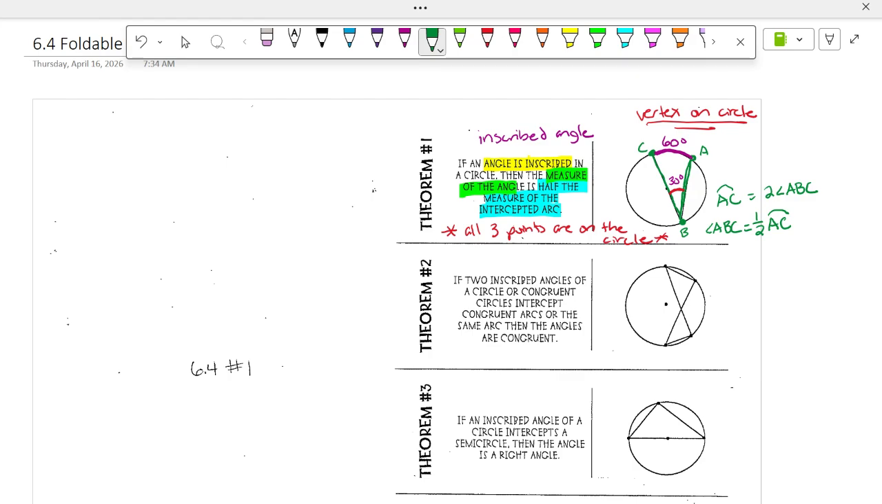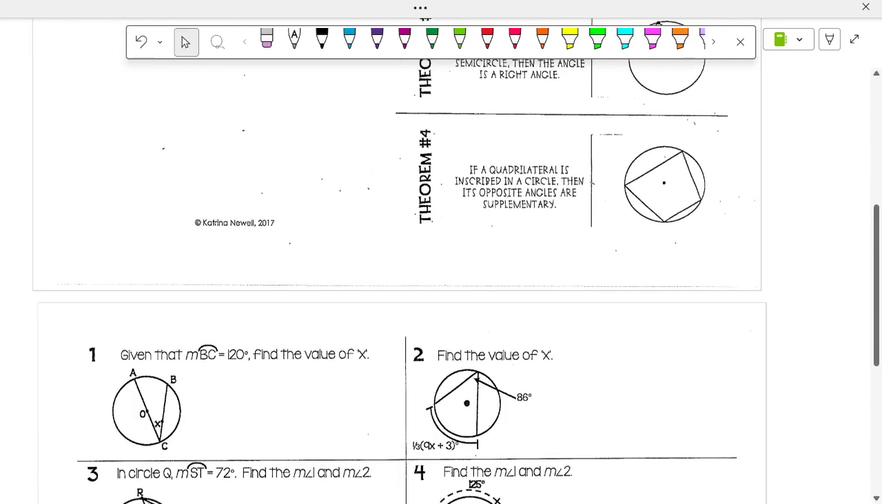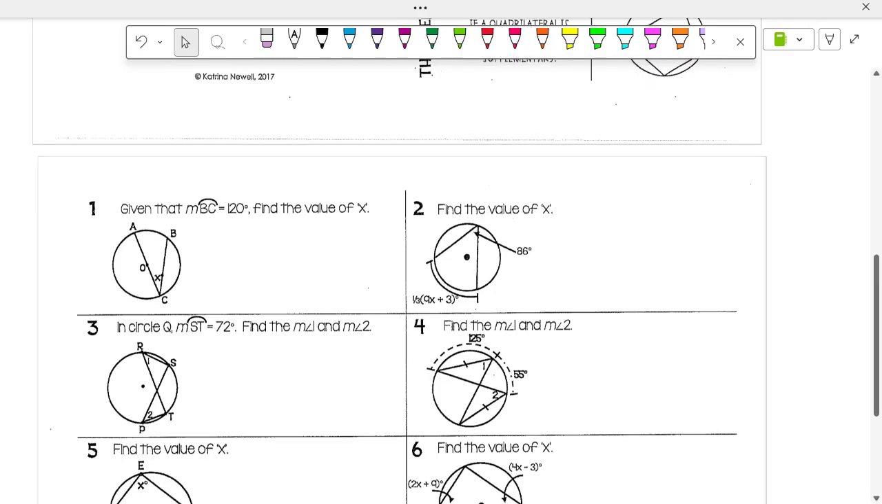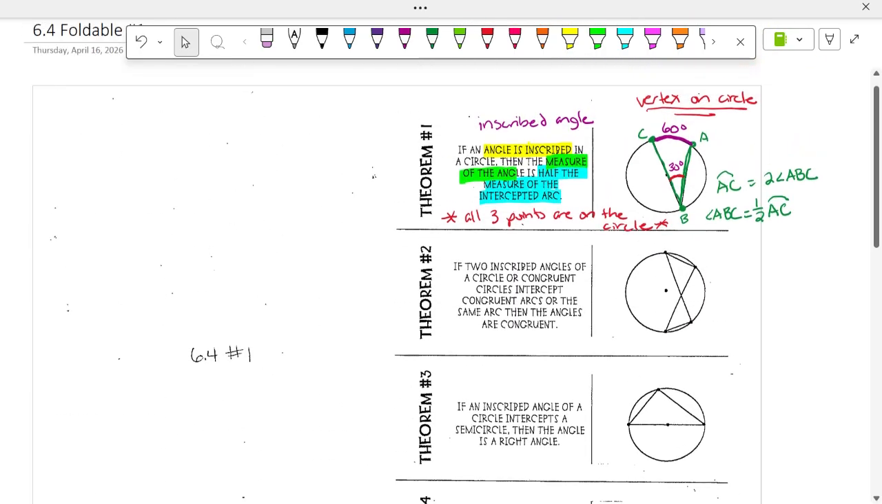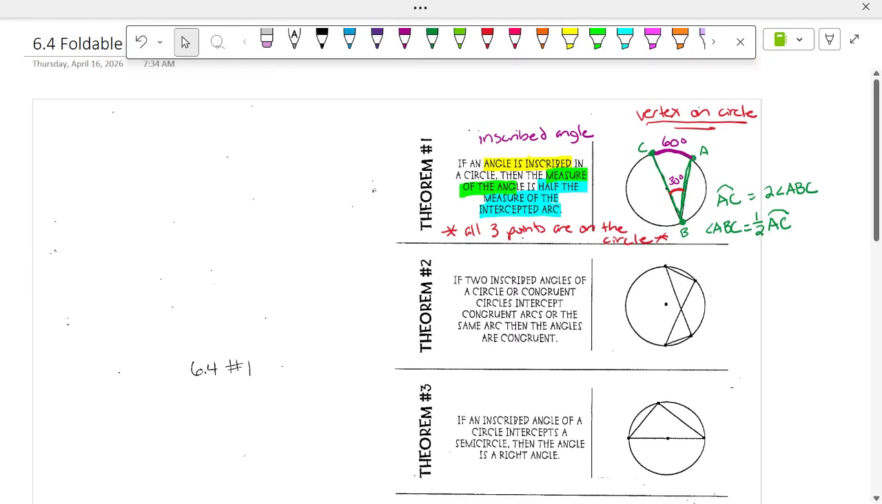So look on the inside of your foldable. Let's look at those first 2 problems. If you guys need it, don't forget there's always the OneNote as well. It updates as I write it. No, you're good. I'm just saying that if you want to have that up, you can.